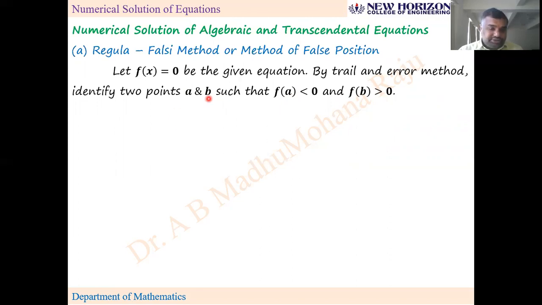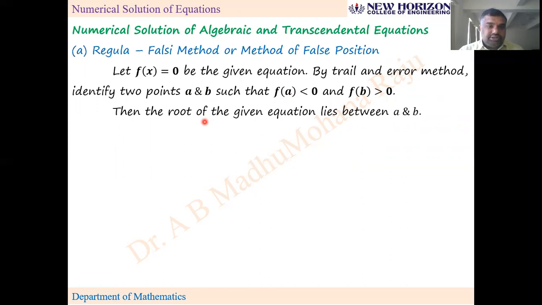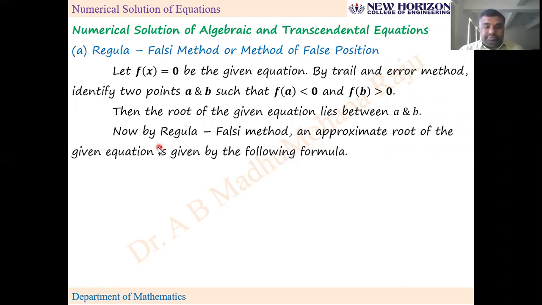If you identify these two values in such a way, then the root of the given equation lies in between a and b. Now, by regula falsi method, an approximate root of the given equation is given by the formula x is equal to a into f of b minus b into f of a divided by f of b minus f of a. This formula you are going to use.